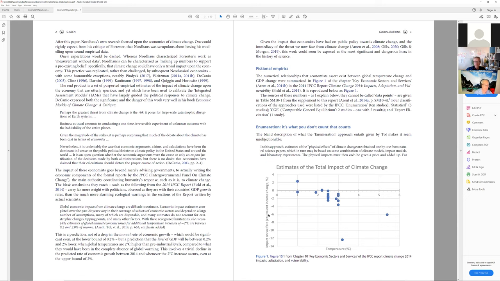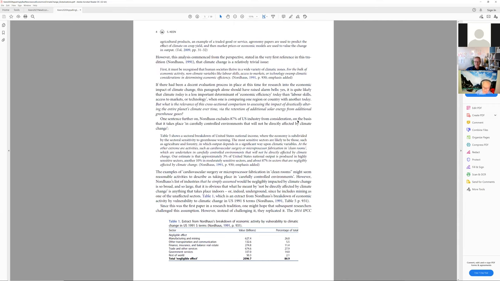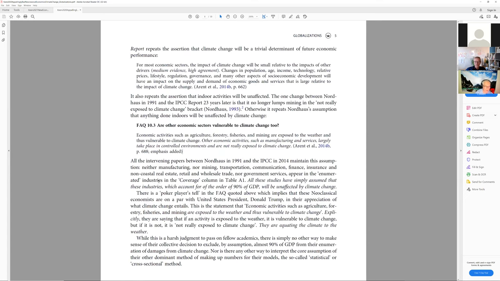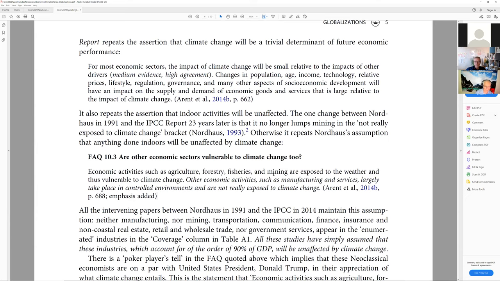And they got that by simply assuming, first of all, and you can see this in this quote from the IPCC. I'll go back to a single page view so I can make that larger, so you can see it more clearly. They say, are other sectors vulnerable to climate change? Activities such as agriculture, forestry, fisheries, and mining are exposed to the weather and thus vulnerable to climate change. Other activities such as manufacturing and services take place in controlled environments, i.e. indoors, under a roof or underground, and are not really exposed to climate change. That's how stupid their work is on that front.